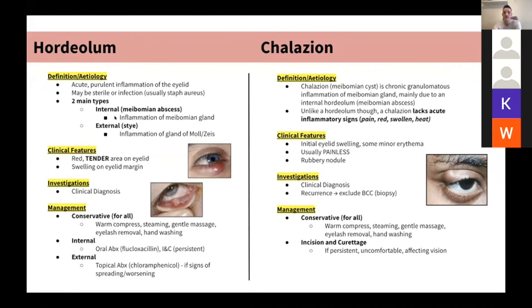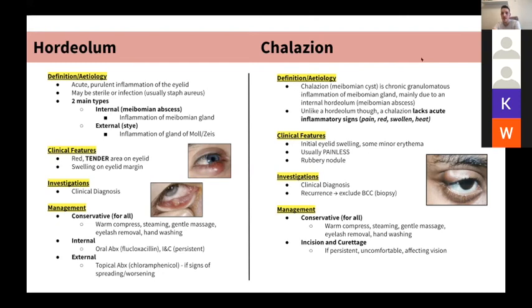The main thing to differentiate between hordeolum and chalazion is that a hordeolum hurts. So just remember H, hordeolum hurts. So these ones are tender, and you just need to do conservative treatment for them all: warm compresses, steaming, massage, and you can sometimes use oral antibiotics if they're not getting any better for the internal ones, and topical antibiotics for your external ones.